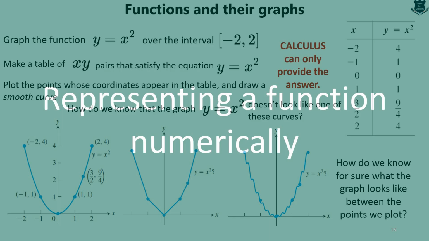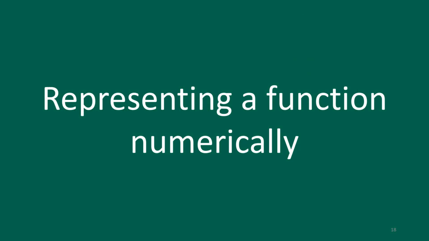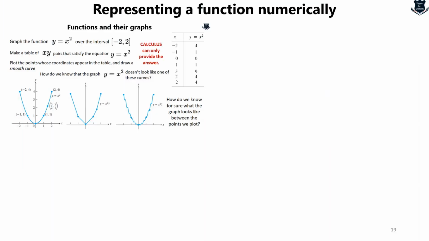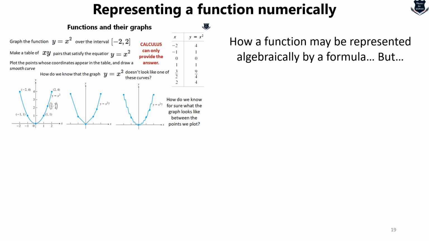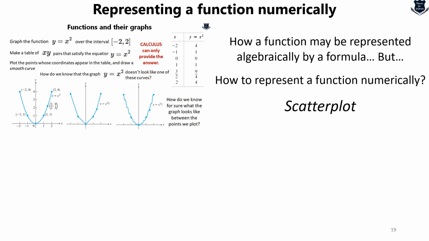We come to the next part where we are representing a function numerically. I told you we have a graph, we have an equation, we have verbal, and we have a numerical way. Now, when we talk of numerical, we have seen how a function may be represented algebraically, by a formula. But how do we represent a function numerically? Numerical representation of a function is required by engineers and experimental scientists. So we do a kind of scatter plot.